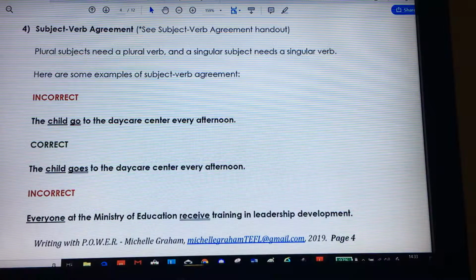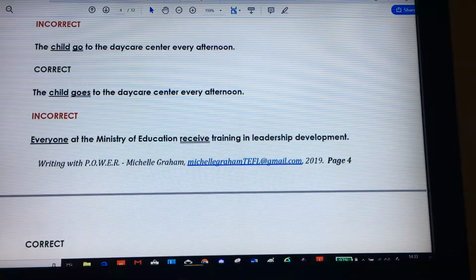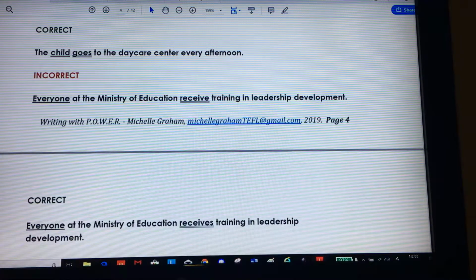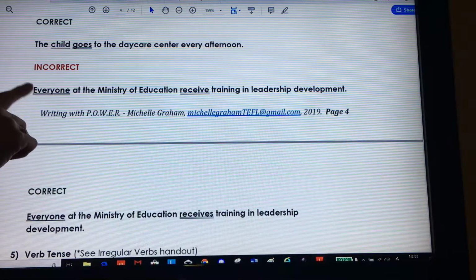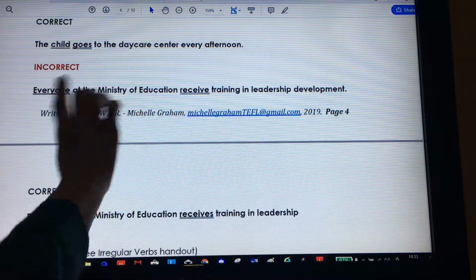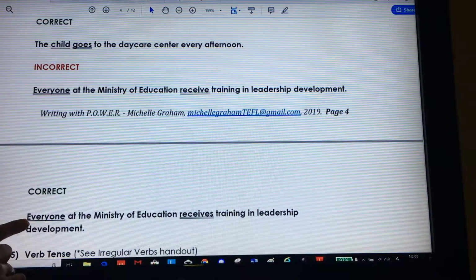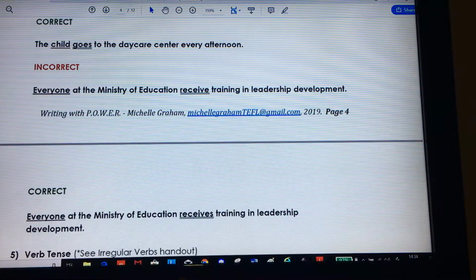And here's another common one: words like everyone, anyone, no one, someone. All of these are treated as singular nouns. So this is incorrect: "Everyone receive"? No, we need to have: everyone at the Ministry of Education receives training in leadership development.